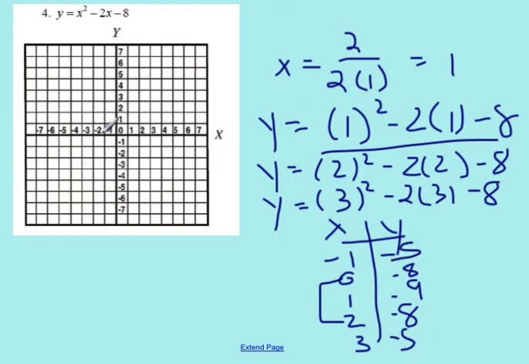So we're going over 1 and down 9, which is actually just off of our graph, so I'm just going to estimate that. And then we're going to have a vertical axis of symmetry. Then we're going over 2, down 8, and also over 0, down 8. Then we're going right 3, down 5, and left 1, down 5.